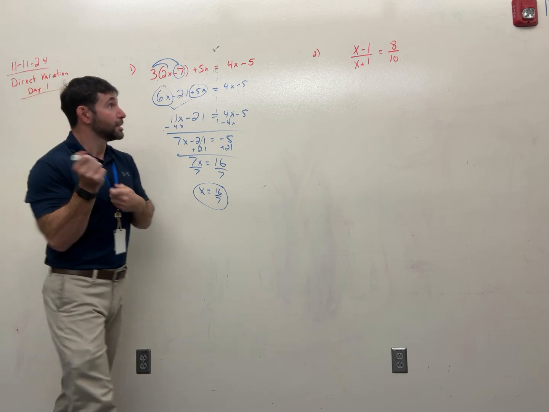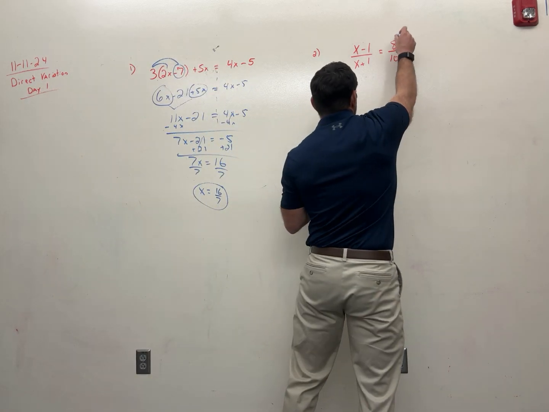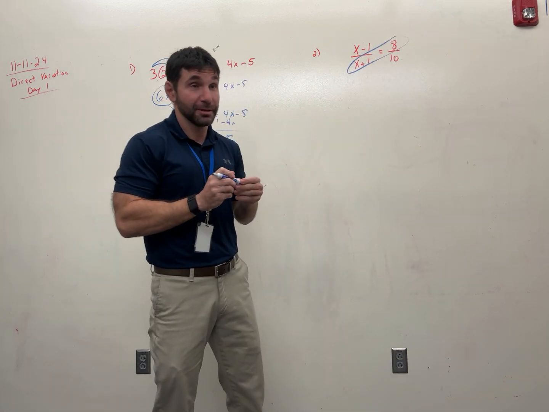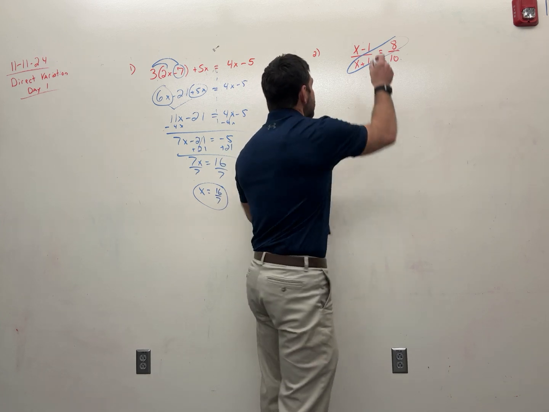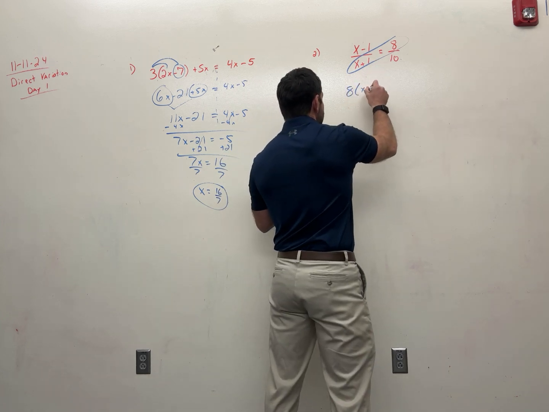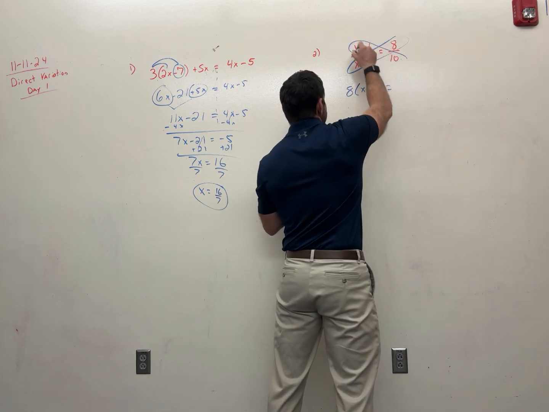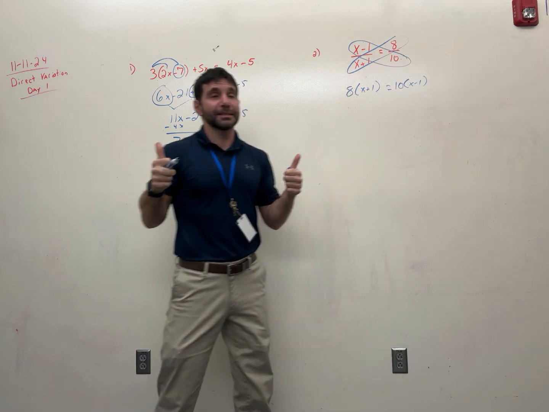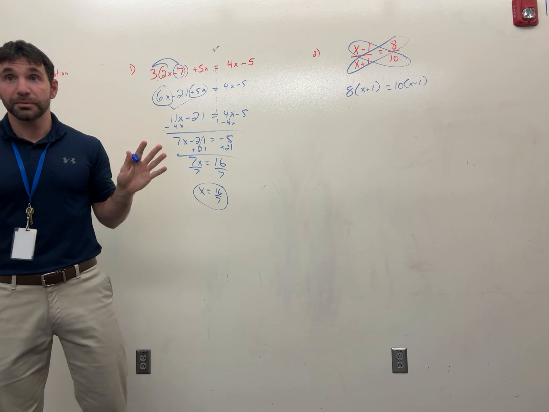Okay. This one's cross multiplication. It's a proportion. This is a proportional relationship. That's going to be key today. So this means 8 times x plus 1 equals 10 times x minus 1. Give me a thumbs up if you got that at least first step, just the cross multiplication, right?